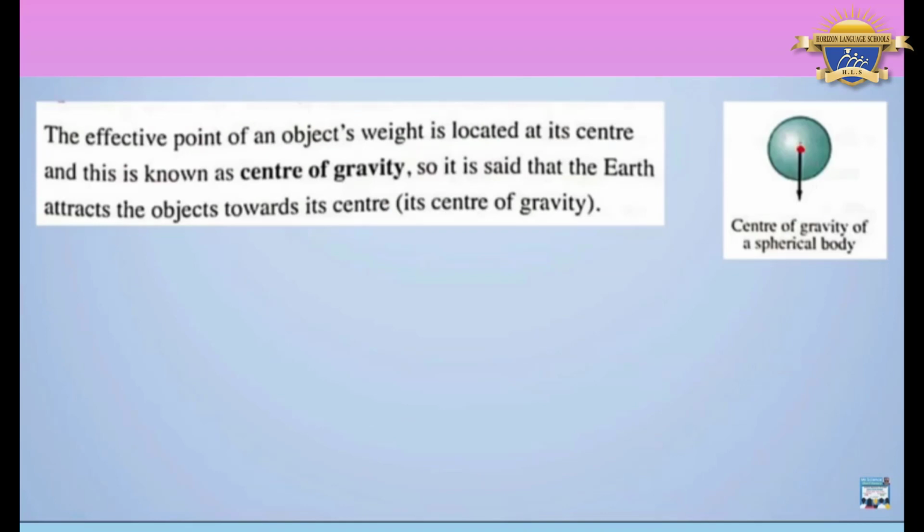The effective point of an object's weight is located at its center, and this is known as the center of gravity. So the Earth attracts the object toward its center, which is the center of gravity.